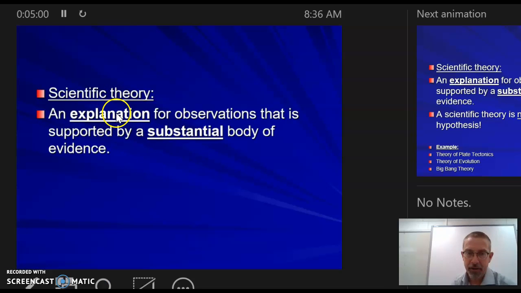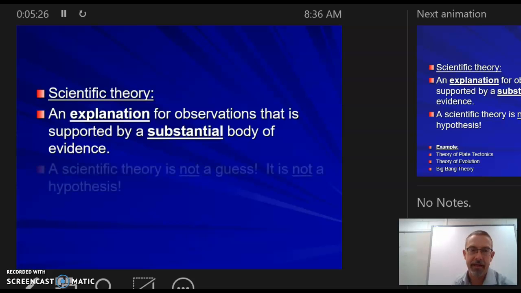So a theory, unlike a law, is an explanation for why observations happen. And it's supported by all the evidence that's out there. If there's evidence that disproves it, we discard the theory. So theories are very, very strong statements. They are not guesses. And this is the most confusing part about how people understand science. They say, oh, that's just a theory. You never say "just" and "theory" in the same sentence when it comes to science.